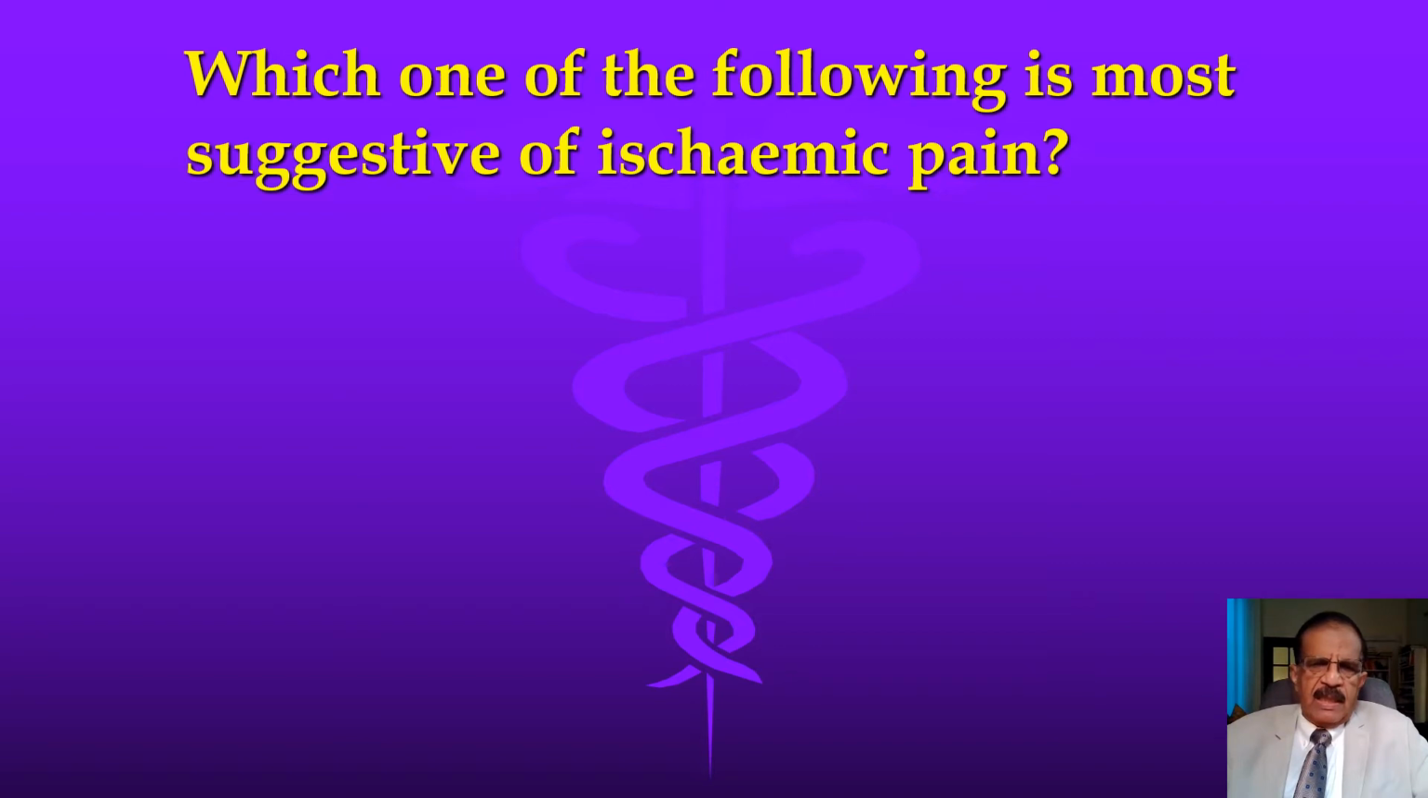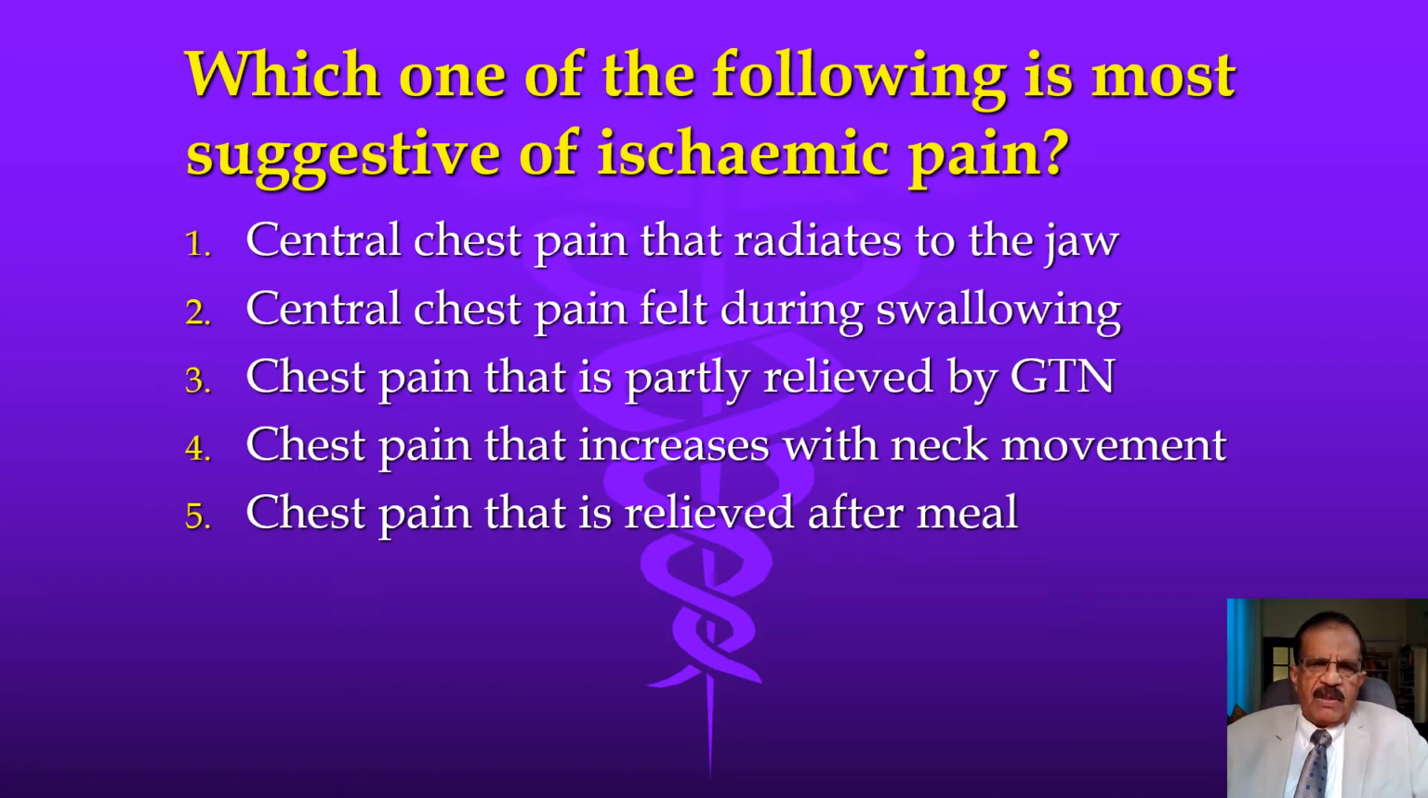The options are here: central chest pain that radiates to the jaw, central chest pain felt during swallowing only, chest pain that is partly relieved by glyceryl trinitrate, chest pain that increases with neck movement, and chest pain that is relieved after a meal. There may not be one perfect answer, but which of all five descriptions of pain would be most consistent with ischemic pain?